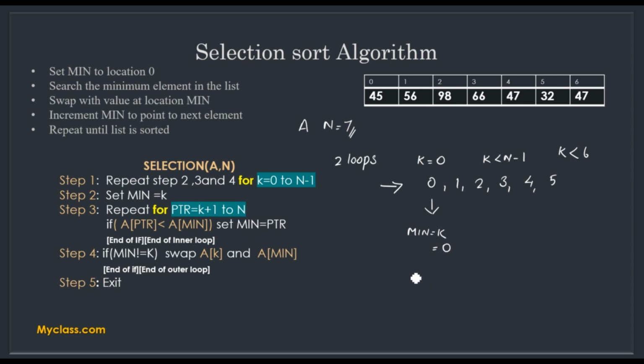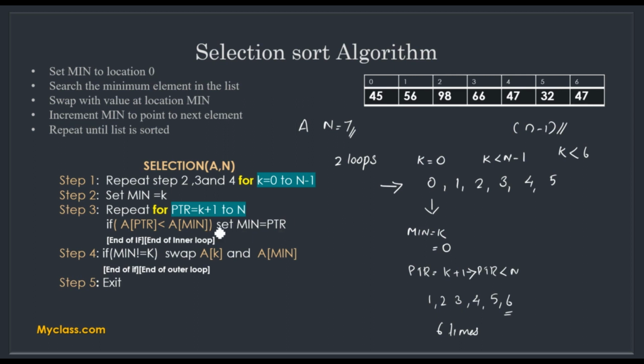Then we start the inner loop, also a for loop: ptr equal to k plus 1, while ptr is less than n. In this example, when k equals 0, the inner loop works for ptr from 1 up to n minus 1, that is 6, so 6 times. The total outer loop works n minus 1 times, from 0 to 5.